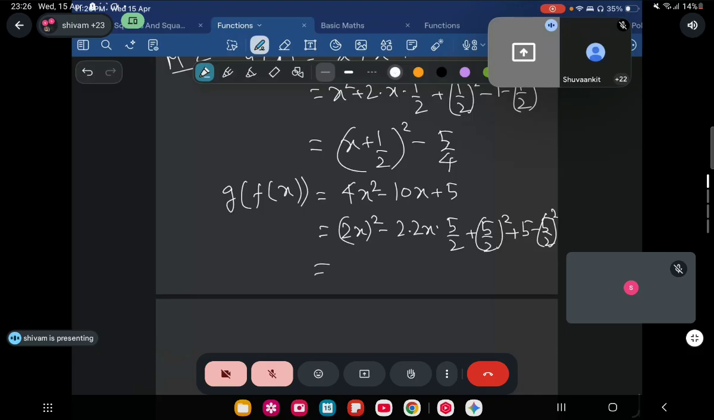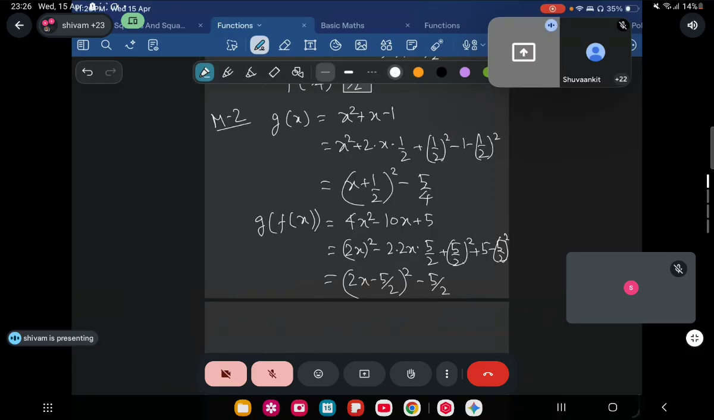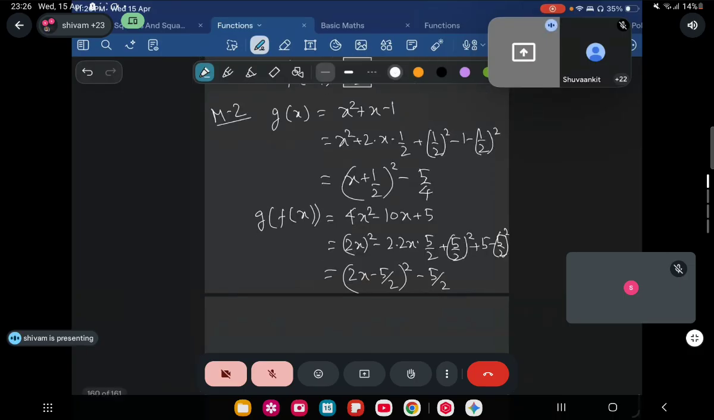Okay, what are we getting? This will become 2x minus 5 by 2 whole square, minus 5 by 2. So see, there is a similarity between g of x and g of f of x. You can understand over here, I think x was replaced by something. So I've got 2x minus 5 by 2.